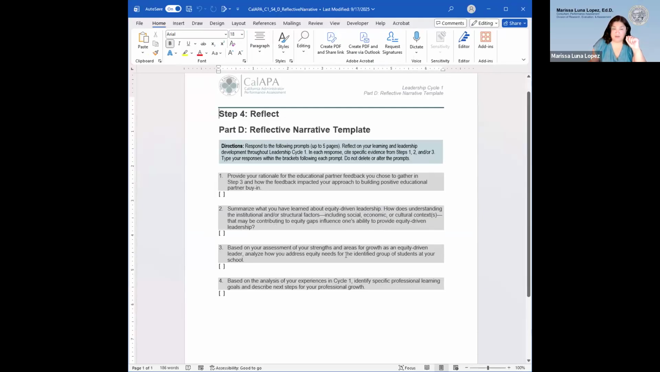Then, based on your assessment of your strengths and areas for growth as an equity-driven leader, analyze how you address equity needs for the identified group. Without looking at it, I think that's the fourth construct. And then, based on your analysis of your experience in cycle one, identify specific learning goals. So the essential question is the overarching question to help focus the candidate, and then the template helps guide the candidate through so the evidence is clearly identifiable.